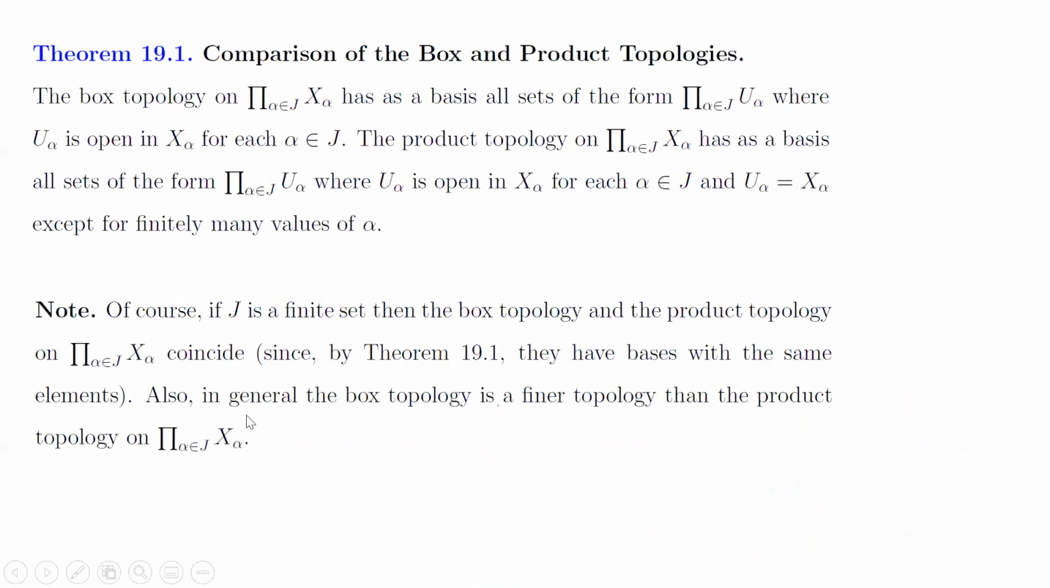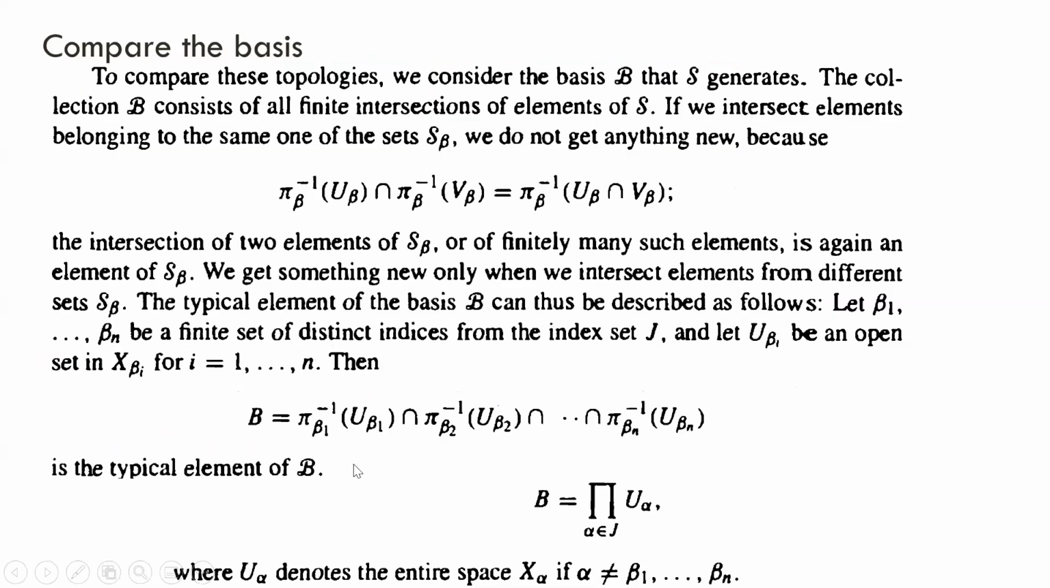Okay, so now we talk about theorem 19.1. We compare these two topologies. As we can see on the previous page, if the product is finite, we can take this n all the way to cover every j we have. Then the product topology can be the same as the box topology, right? Because everything is there, the open sets in X alpha in the index set J, in the index family.